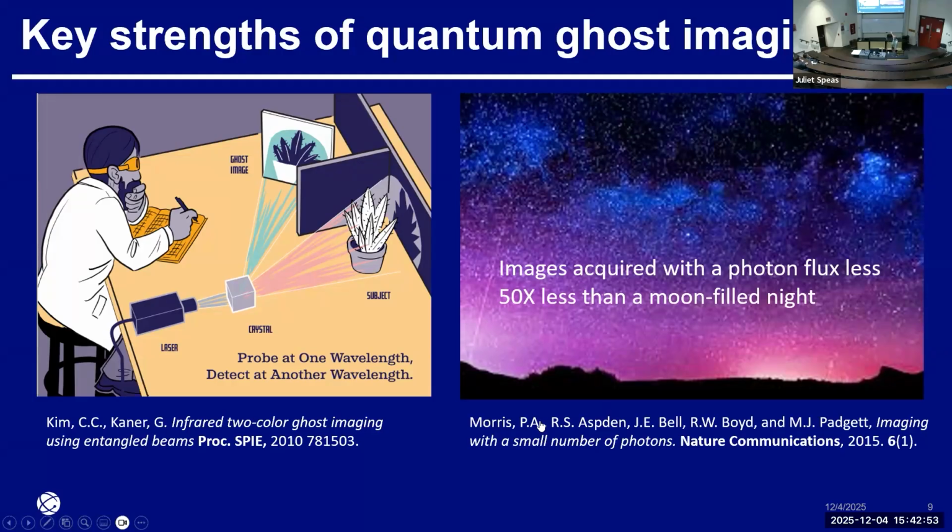And you can do this type of imaging at a very low light flux. We're doing imaging of plants, I'll show you later, with a photon flux 50 times less than a moon-filled night. So the plants, when we're looking at them, basically think it's night.